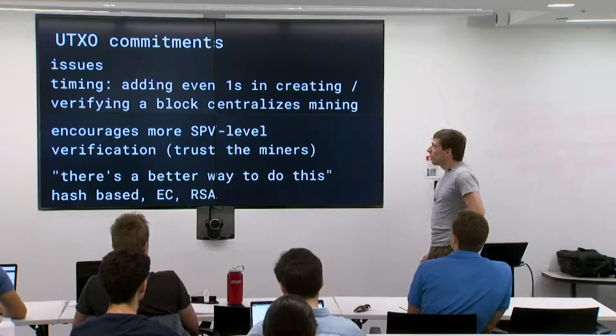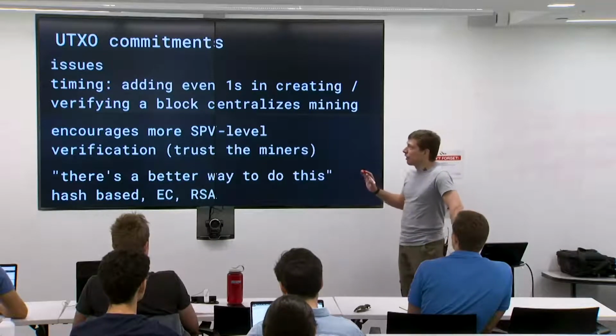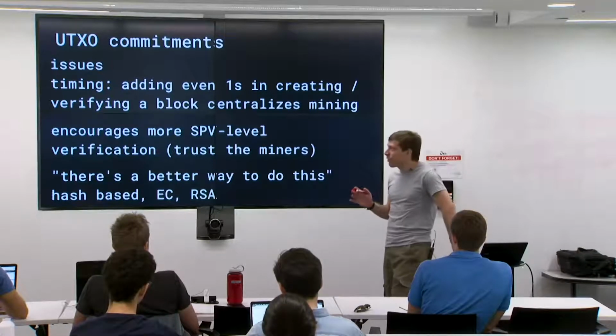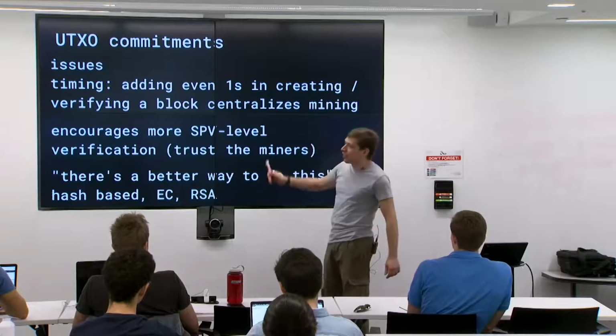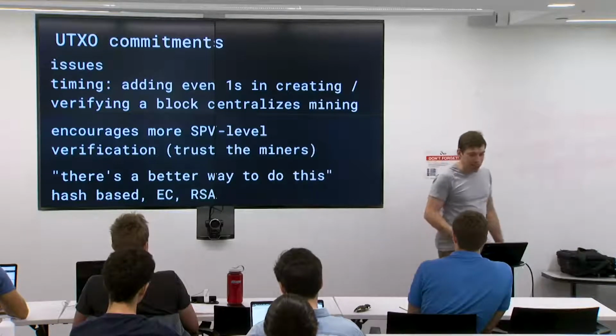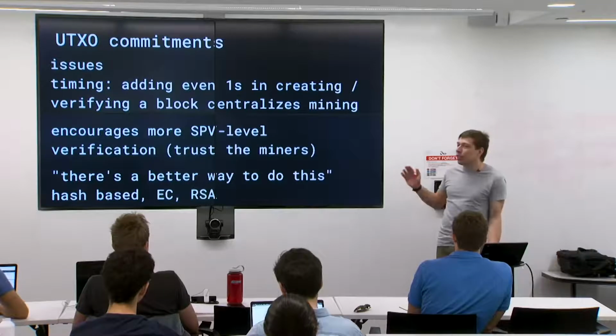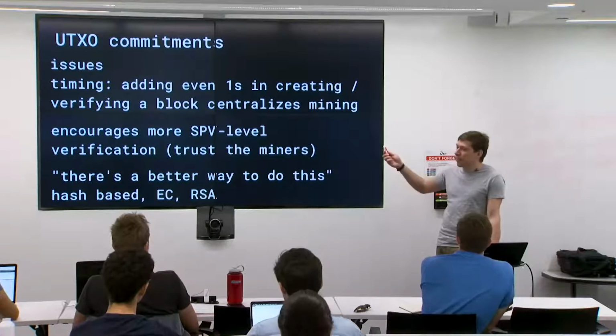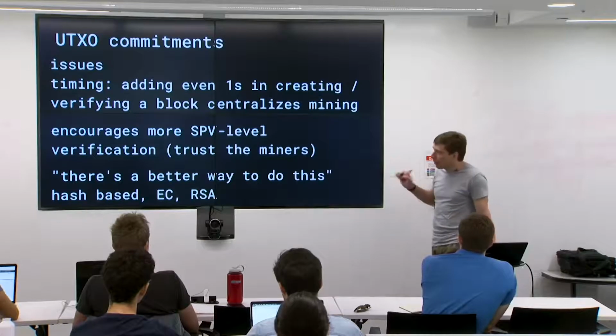So adding even a 1 second creation and verification delay is something that a lot of the programmers are wary of. If you can get it down to half a second, maybe we're okay. We want this functionality, but not at the cost of increasing that. That's the worst time to add something. If you can defer it, if you can say, you need to verify this, but you can do it after the fact, then it's fine.